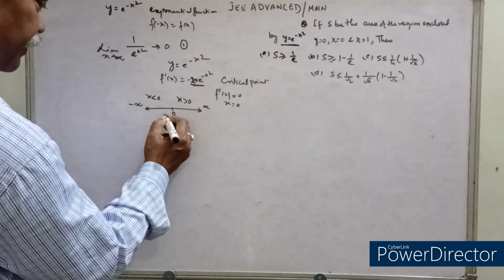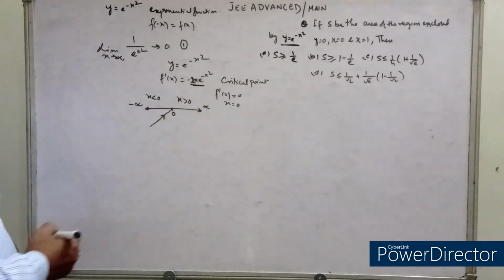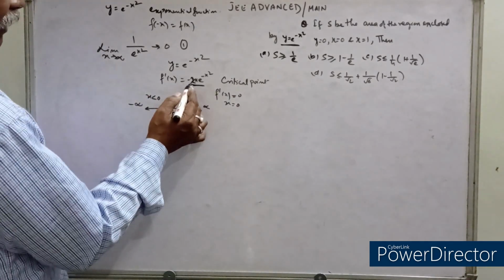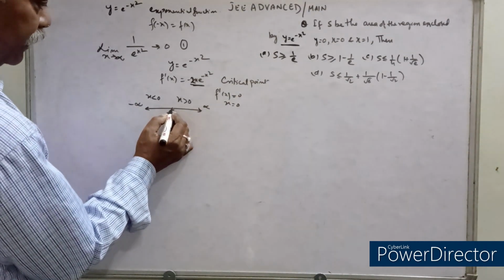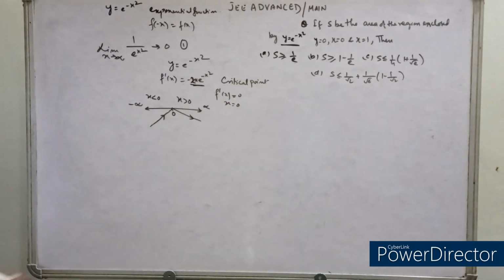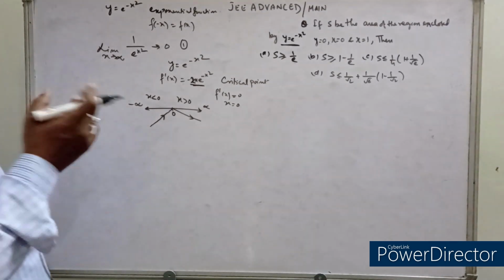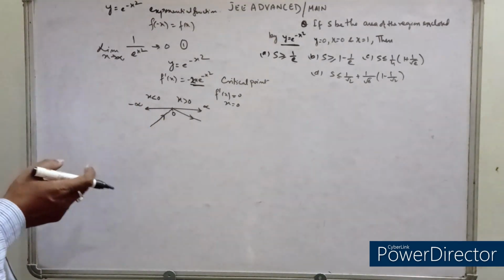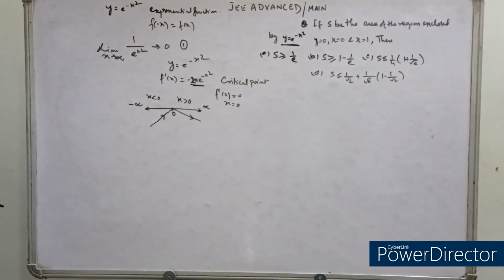That means it is increasing here, and on this side the value is negative. What does it mean? That it is decreasing here. Your graph is going like this. Now next we have to find the point of inflection, that means the point where there is neither maxima nor minima.